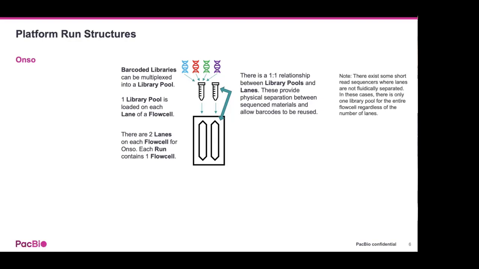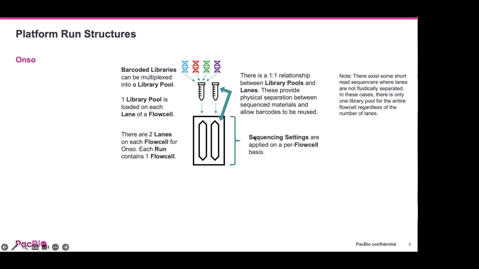There are short read sequencers out there, like the NextSeqs by Illumina. I forget which one, I think NextSeq 550 or maybe even 2000. I don't remember if they use fluidically combined flow cells, but there are some short read sequencers out there that have multiple lanes that are actually fluidically connected to each other, in which case this wouldn't hold true. But on ONSO specifically, each lane is fluidically separated, so you can reuse index barcode sequences across lanes.